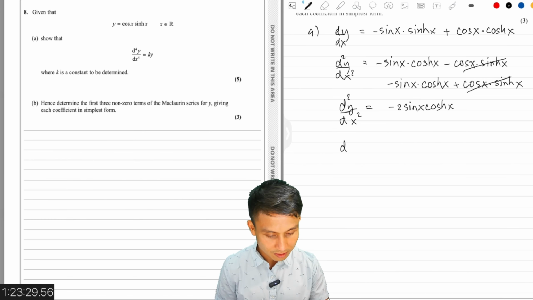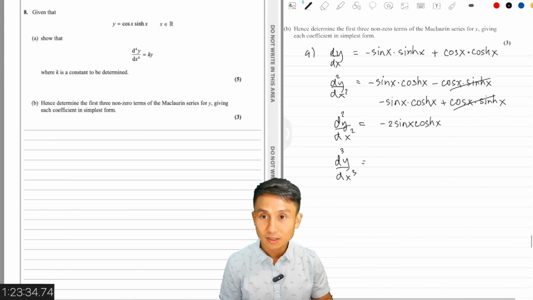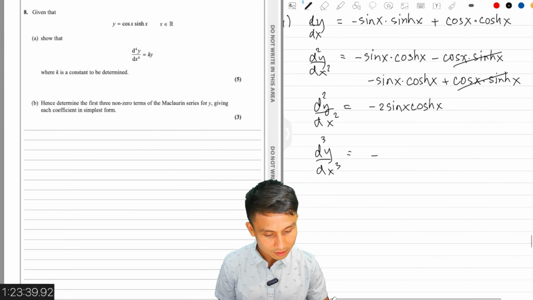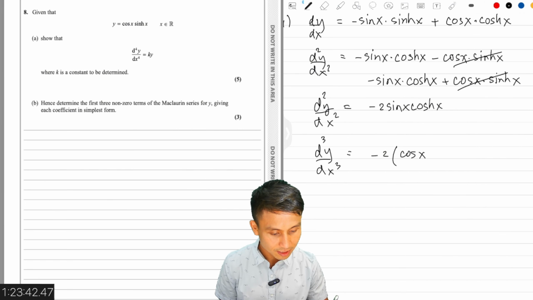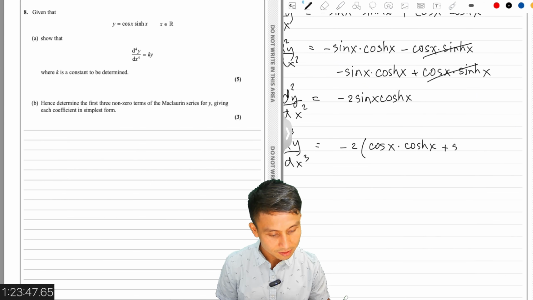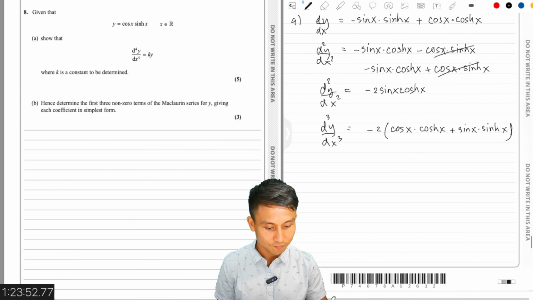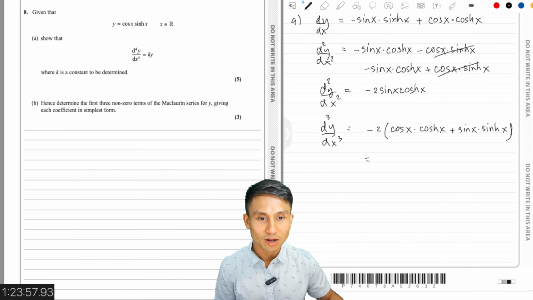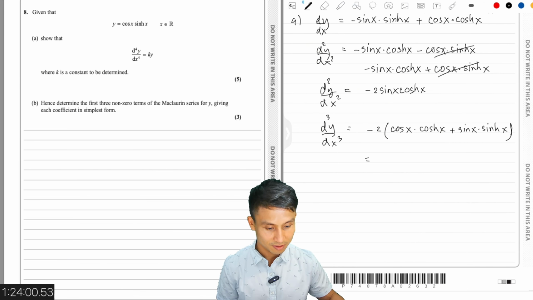And then we have d cubed y by dx cubed. Just going to differentiate that. Hang on, but is it similar to anything? No, it's fine. So minus 2 times cos x cosh x plus sine x sinh x, like that. Wait, let me look at the formula sheet. I think it's a double angle for hyperbolic form. Yeah, it's some kind of double angle, I think.